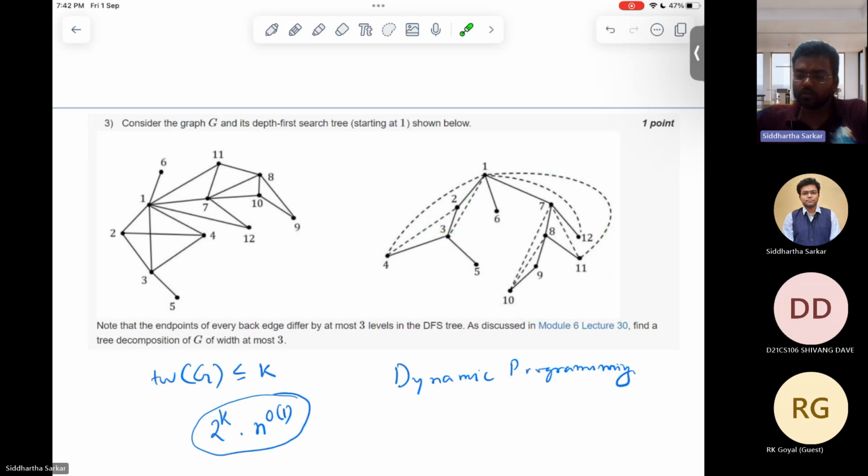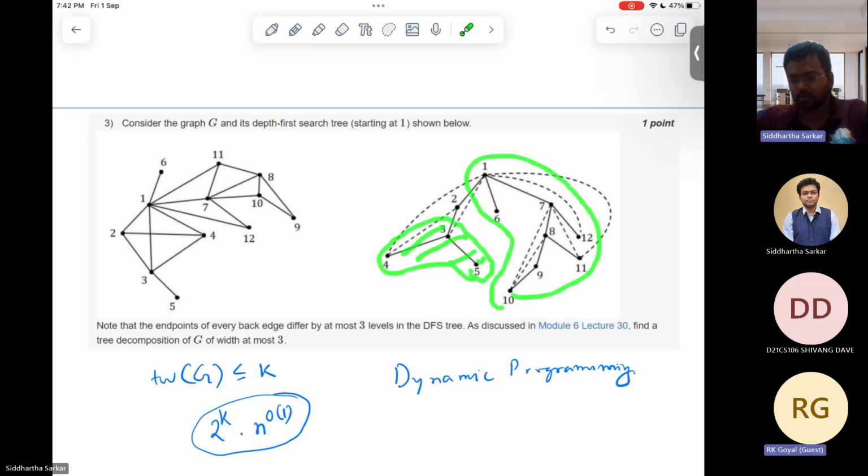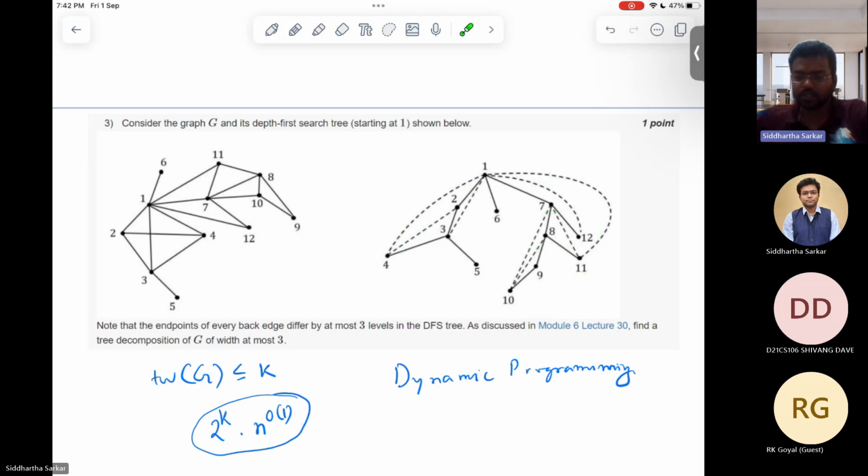Now, if you solve something in these two components, then you merge the solution corresponding to this component and the solution corresponding to this component, and then you can say something about the solution for the entire tree. Having a tree lets you divide the problem into subproblems because there is a vertex which is acting as a separator. Every vertex is acting as a separator.